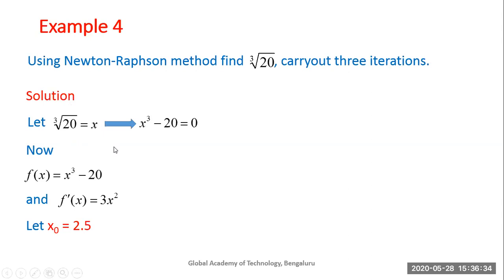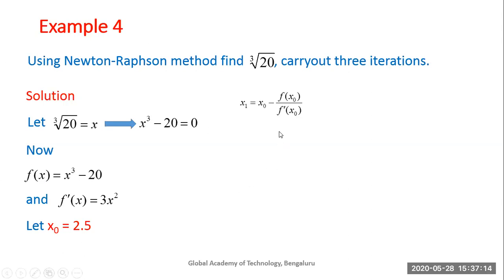See what the cube root of 20 is using the calculator. It comes around 2.71 something. So I take x0 as 2.5. Or else you can take x equal to 0, you get f of 0 as minus 20. x equal to 1, you get minus 19. x equal to 2, you get minus 12. x equal to 3, you get plus 7. So there is a change in the sign between 2 and 3. So take x0 as 2.5.